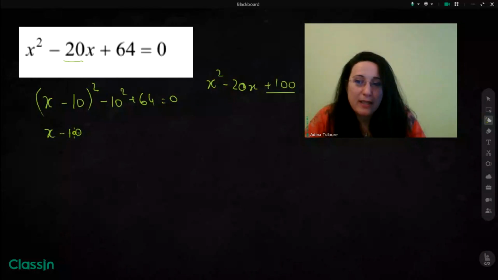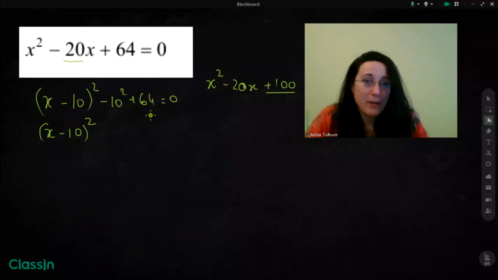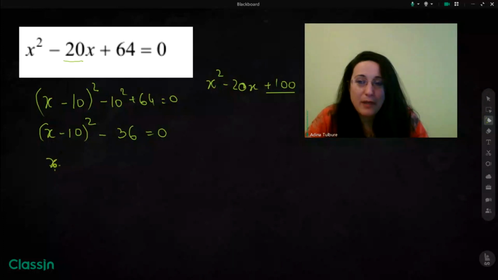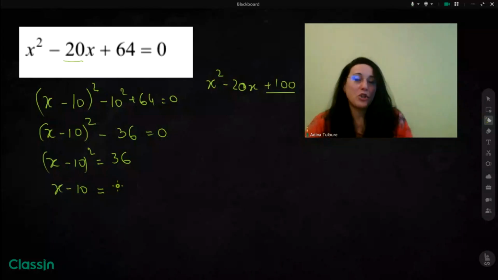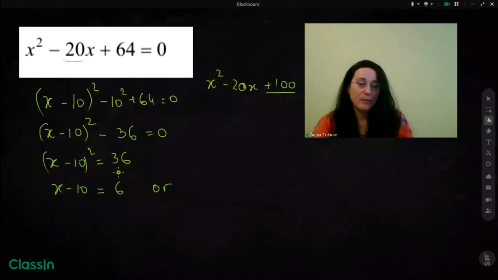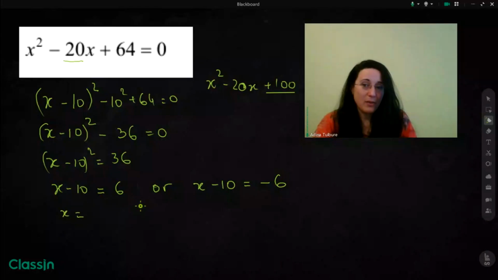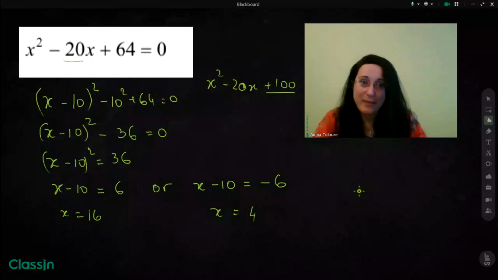So it will be x minus 10 squared minus 100 plus 64, which is minus 36, equals 0. Therefore, x minus 10, everything squared, equals 36. Therefore, x minus 10 will equal either 6, because root 36 is 6, or negative 6. When x minus 10 is 6, x will equal 16. And when x minus 10 is minus 6, x will equal minus 6 plus 10. And these are the roots of your equation. So this is the second method. We will discuss the next method in a minute.